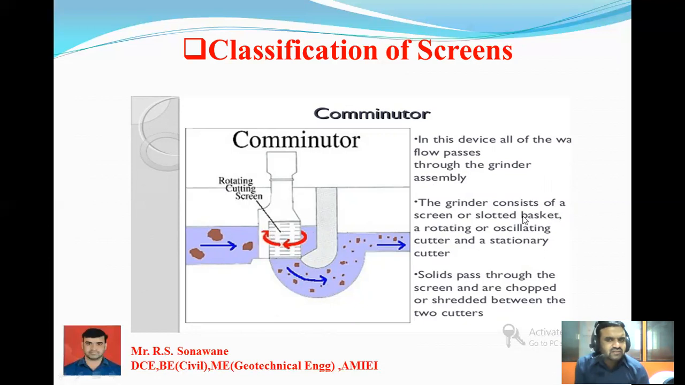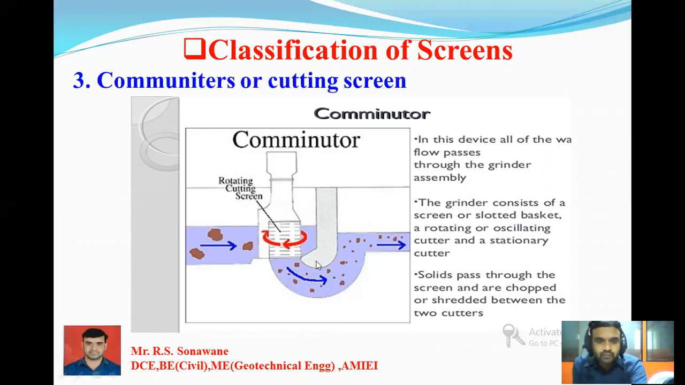The grinder consists of what? A screen or slotted basket, and this grinder has a slotted screen basket rotating, an oscillating cutter and a stationary cutter mostly. The solids pass through the screen and are chopped or shredded between the two cutters. Is it clear? It is chopped between the two cutters. A large floating material goes through in small pieces, and it cannot block the pipelines.